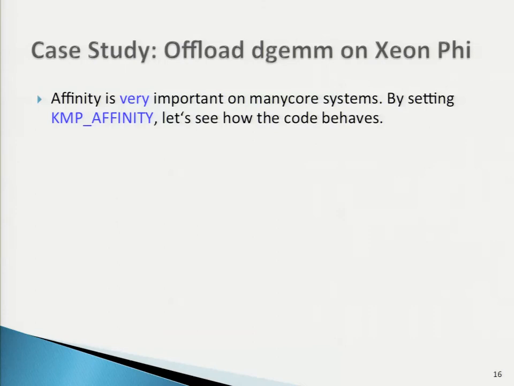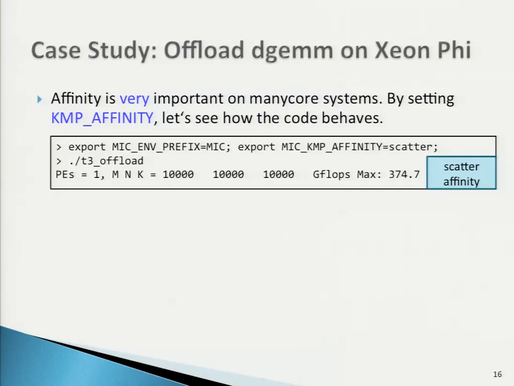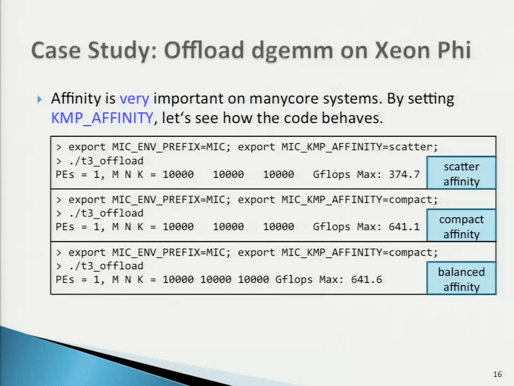So affinity is very important. Now, this is a unified memory architecture, so we don't have to worry about NUMA effects. But because we've got so many threads and so many cores, the order in which threads are assigned to cores can have a very big impact on performance. So there are 3 different affinity settings.